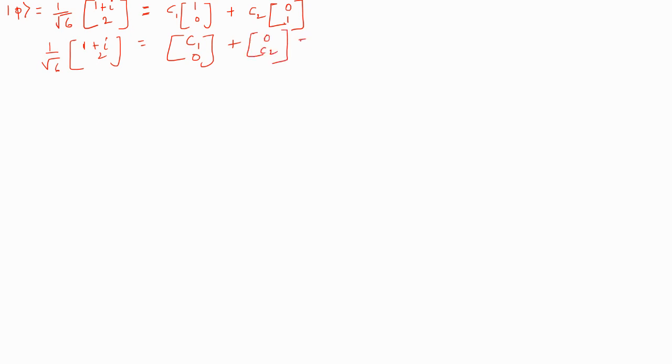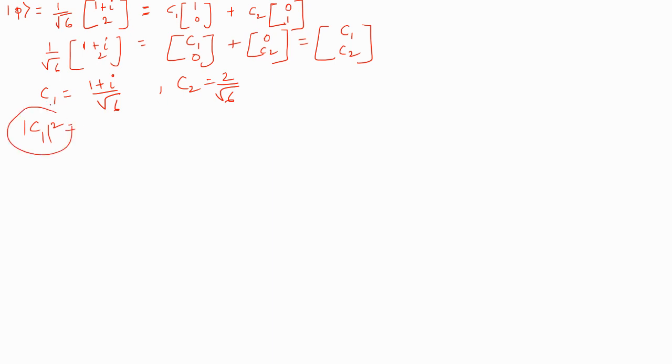Now compare these two, the left hand side and the right hand side. So you will get C1 is equal to (1 plus iota) upon root 6 and C2 is equal to 2 upon root 6. So C1 square is the probability of getting the +h cross by 2, and C2 square will be the probability of getting it in minus h cross by 2.